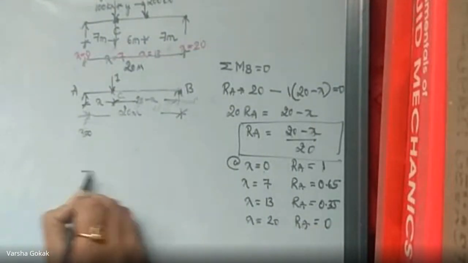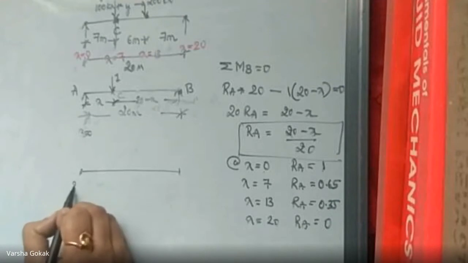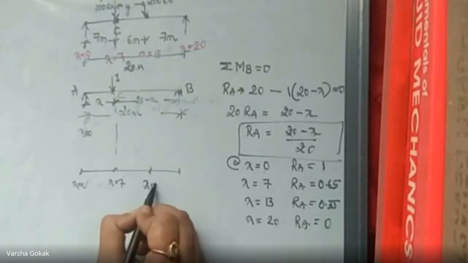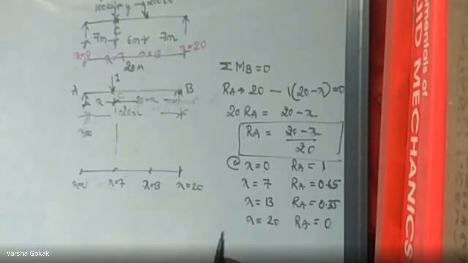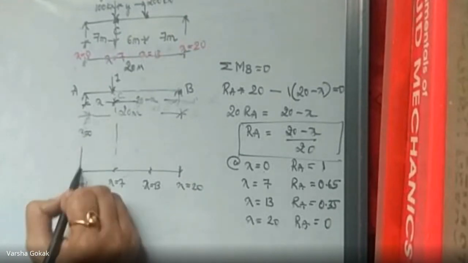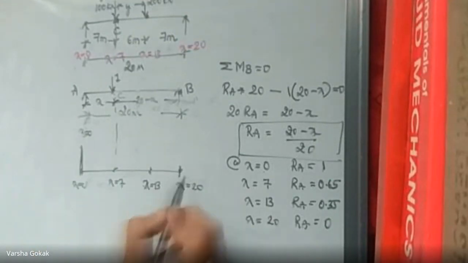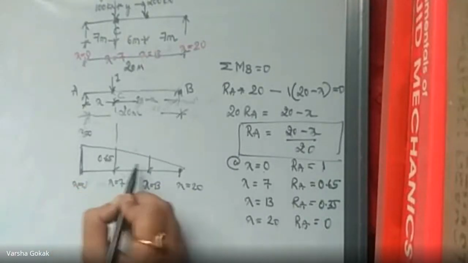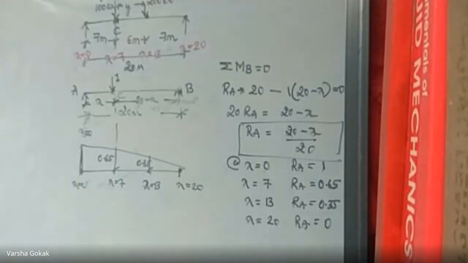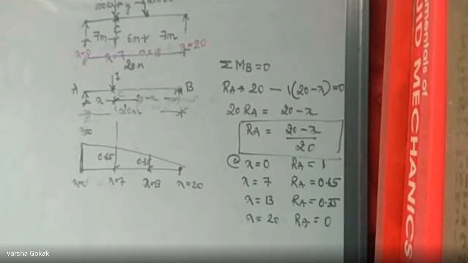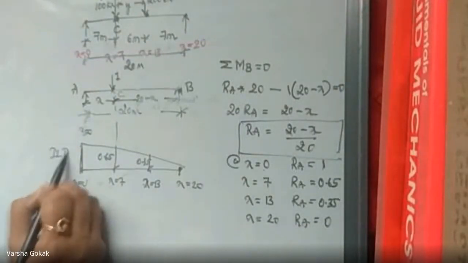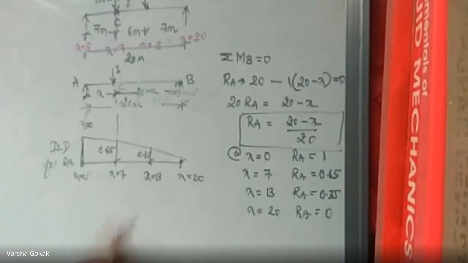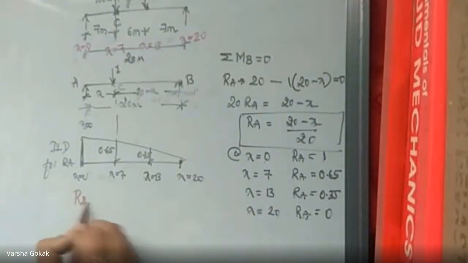So how is the diagram going to look? This is your beam. This is x equal to 0. Under this point, x equal to 7. Here somewhere x equal to 13. And this is x equal to 20. Correct? So at x equal to 0, RA value is 1. And at this it is 0. It has gone like this. And these lines what I'm having now, this is 0.65 and this is 0.35. Okay. So this is your influence line diagram that you're going to draw. You will write it as IID for RA. Right? Influence line diagram for RA.